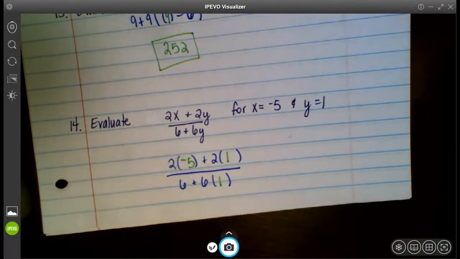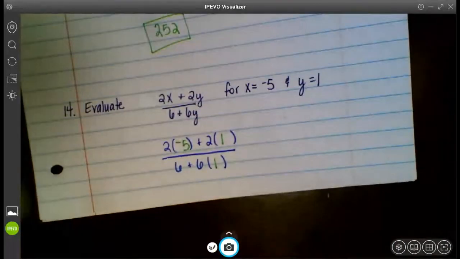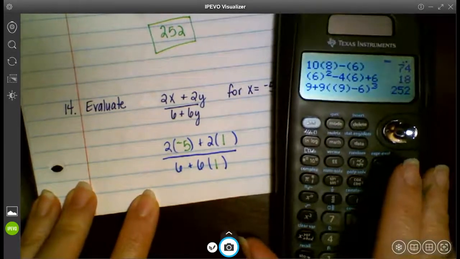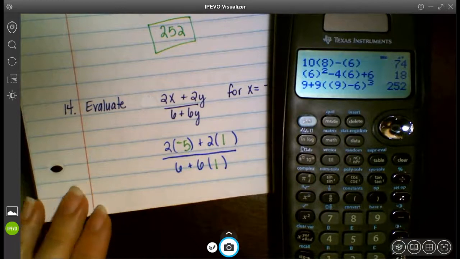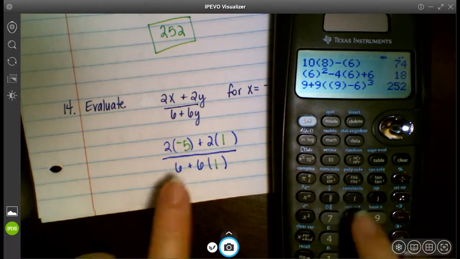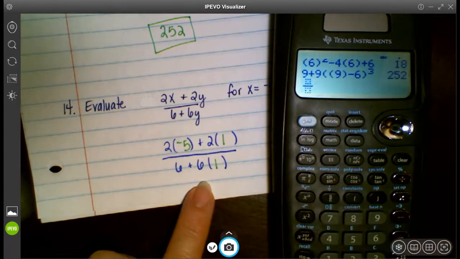Now we can type this in or we can evaluate it. We can do the multiplication. Our calculator handles that fraction. It handles the negatives. It does everything we need. So above the 7 key is a fraction button. So because this is a fraction, we're going to start with the fraction.